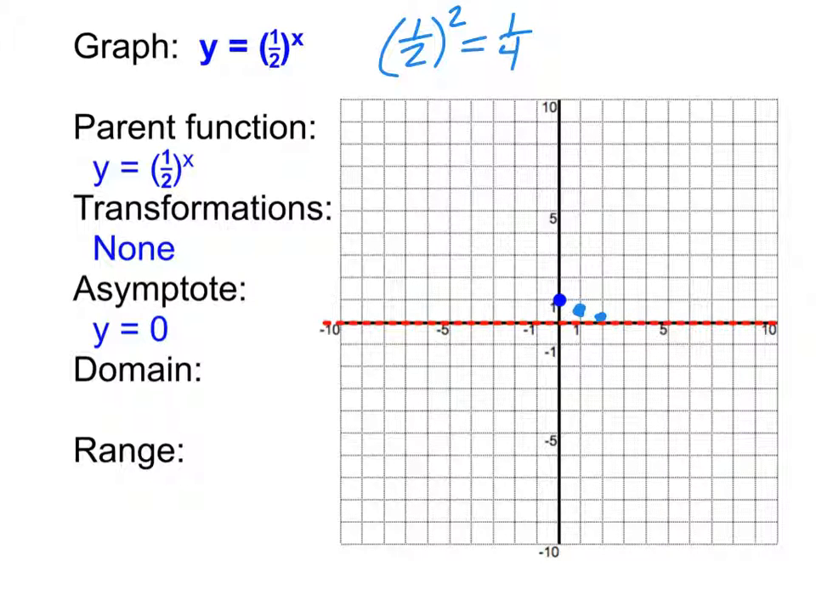Okay, what if x was 3? What would y be? Well, let's stick with fraction here. That would be the same as 1/2 cubed, which is 1 cubed over 2 cubed, so that's 1 over 8. So it's 1/8.